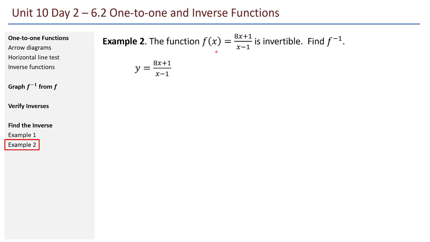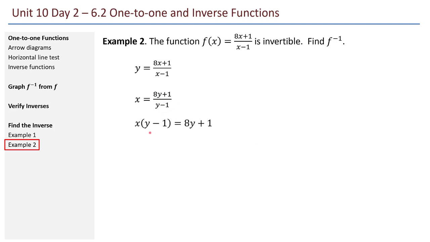Take that f of x and replace it with y. Next, let's interchange x's and y's. And now my goal is to solve for y. And now this is where people get stuck. This is kind of a tough problem to work out if you haven't done something like this before. But maybe we can simplify things by getting rid of fractions and expanding through as much as we can. So to that end, let's multiply both sides by that denominator, by the y minus 1.